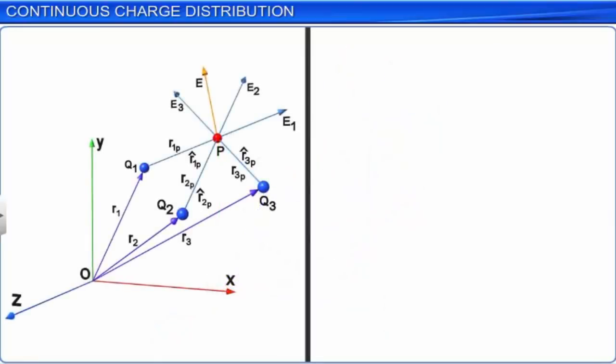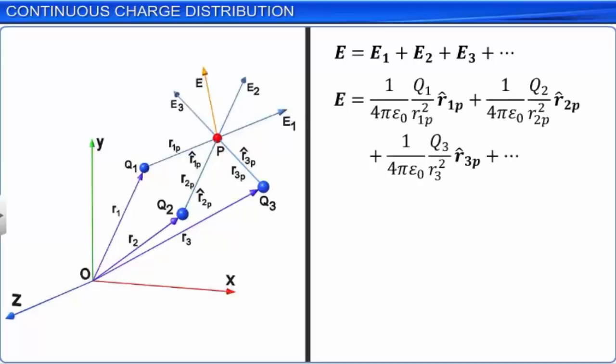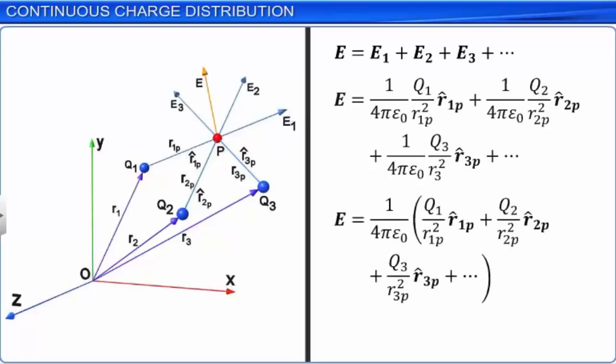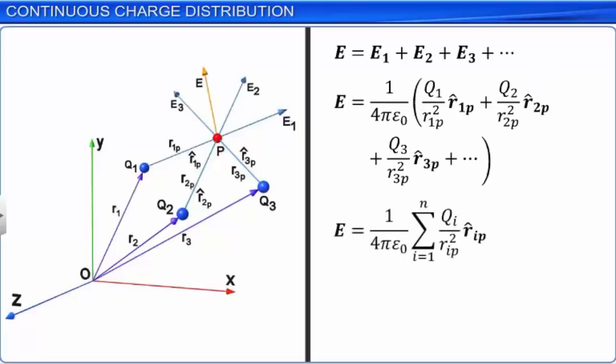The net electric field strength E at the point P will be equal to the vectorial sum of all the electric field strengths E1, E2, E3, and so on. Therefore, E is equal to 1 by 4 pi epsilon naught into Q1 by R1P square into R1P cap plus Q2 by R2P square into R2P cap plus Q3 by R3P square into R3P cap and so on. The net electric field strength E can now be written as 1 by 4 pi epsilon naught into sigma I equal to 1 to N QI by RIP square into RIP cap.